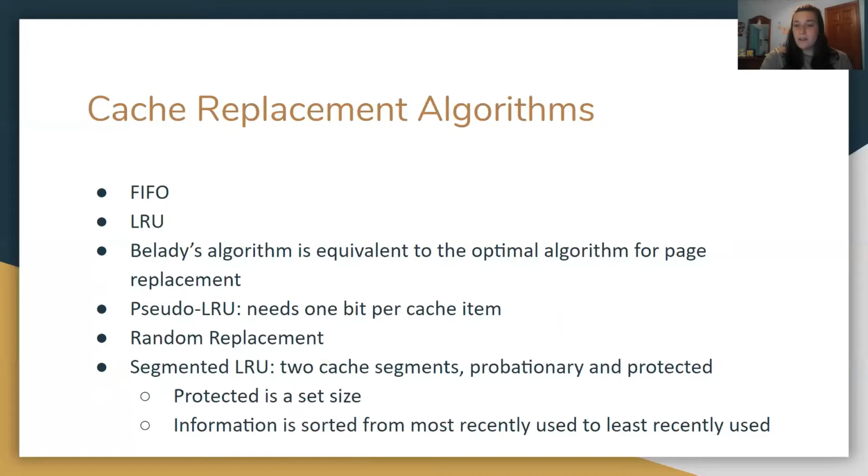And then there's segmented least recently used, which has 2 cache segments, probationary and protected. Protected has a set size, and in each one of those 2 segments, information is stored from most recently used to least recently used. If it's in probationary and it gets called upon, it gets moved to the most recently used in protected. And then because the protected is a set size, when it becomes full, the end of it will be taken out of memory completely, and then it'll go back in.